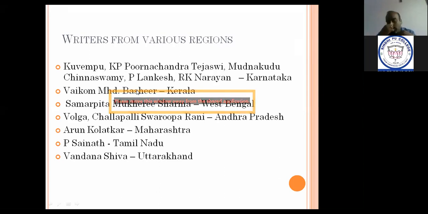Why I call this a fine balance is, if you just see who are all the writers who have been introduced to you through this PUC section, you have got Kuvempu, KP Purnachandra Tejasvi, Mudnakudu Chinnaswamy, P. Lankesh, R.K. Narayan. These people are from Karnataka, and except R.K. Narayan, all others wrote in Kannada, and those writings have been translated into English and presented to you, so that you have the skill of learning language as well as responding to the local themes, whatever is around you, which was there in Kannada, it's just in English.